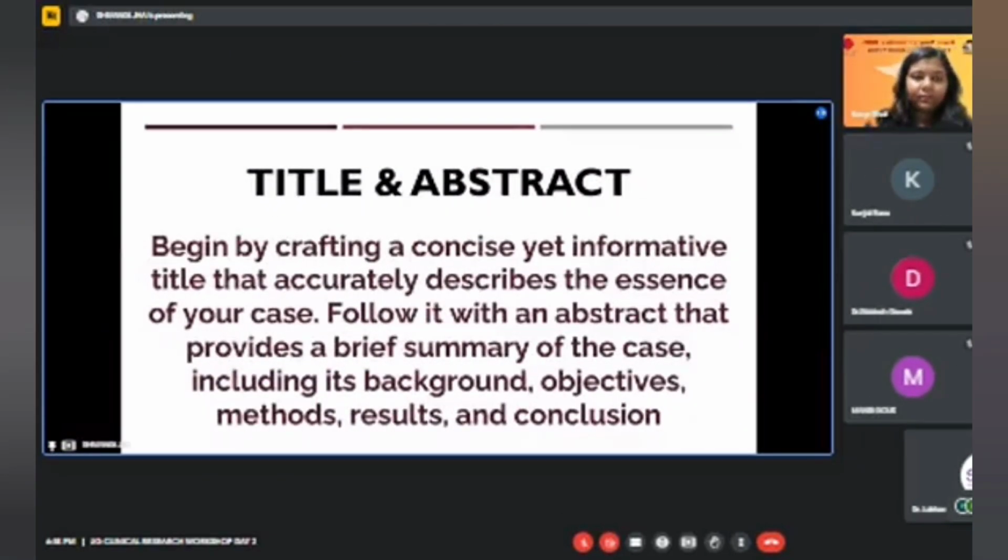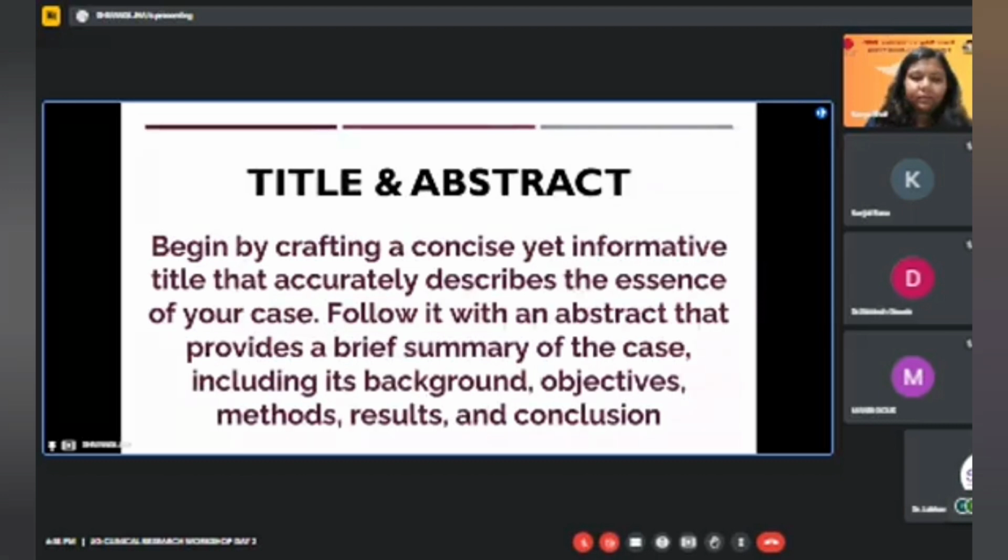Okay. Then title and abstract. Coming to the main structure of the report, you will start with the title and abstract. Begin by crafting a concise but informative title that accurately describes the essence of your case. Follow it with an abstract.